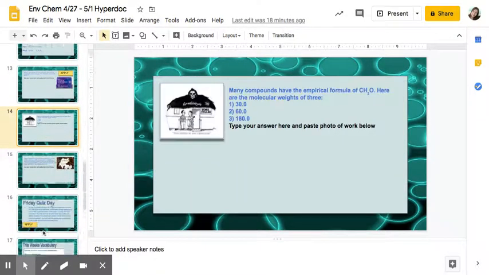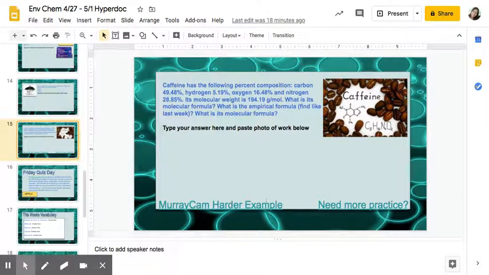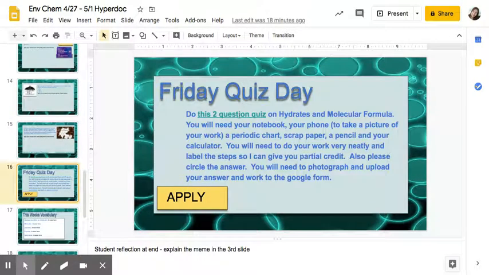3 problems to do. The last one is quite hard. I gave you an example of me doing a harder problem, and then if you need more practice, there is a link. Friday's quiz day, it's a 2-question quiz. You have to do the problems on paper, take a photograph of your work, and upload them.